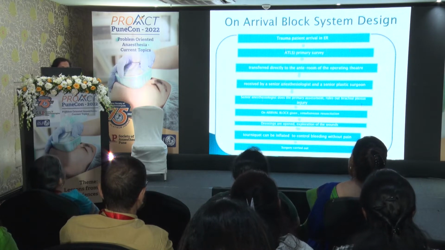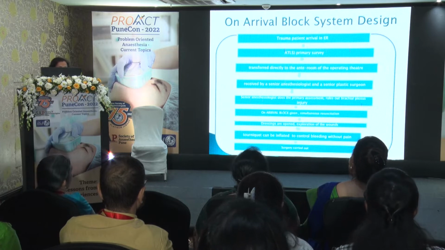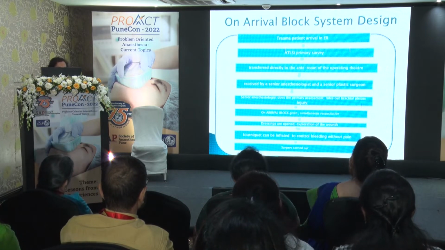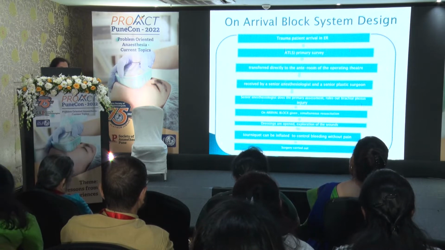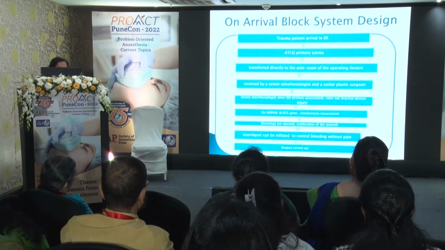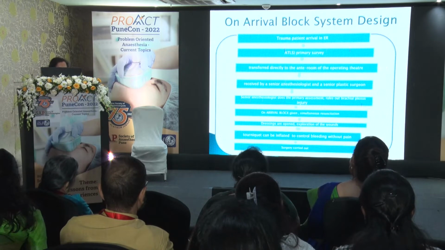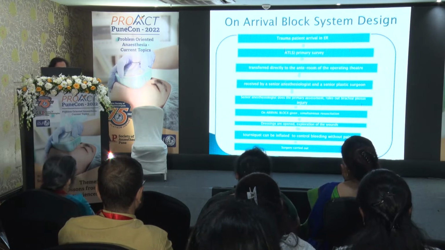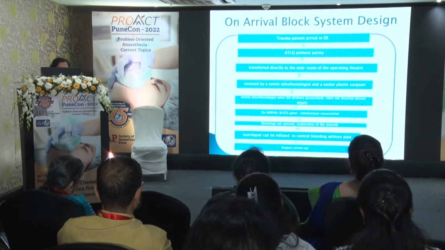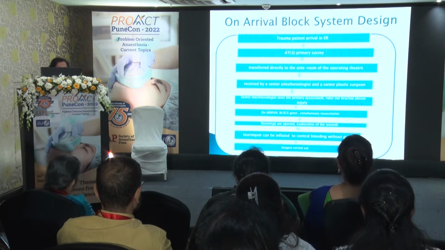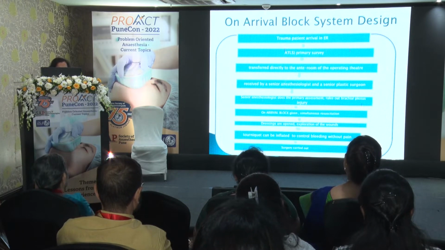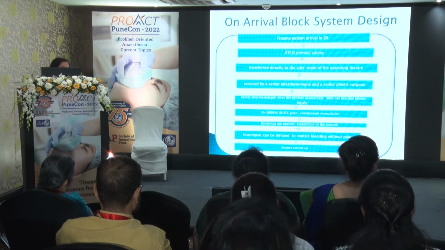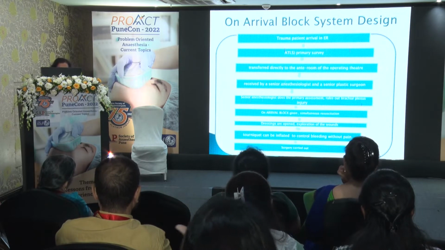This is the design of this on-arrival block system in Ganga Hospital, where the trauma patient arrives in the emergency room, where the primary survey, the ATLS survey, is done, and is immediately transferred to the room adjacent to the operation theatre, which is called the block room or the resuscitation room. The patient is received by a senior anesthesiologist and a senior plastic surgeon. The senior anesthesiologist does the primary assessment and rules out any brachial plexus injury. The on-arrival block is given, and simultaneous resuscitation is going on. Dressings are removed, exploration of the wound is done, tourniquets are applied to control the bleeding, and the surgery is carried out if the patient is eligible for that surgery.